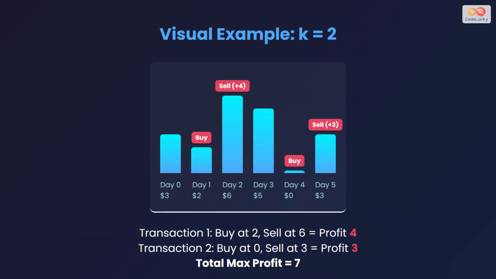Let's look at a visual example to understand this better. Suppose k is 2, and we have the prices shown on the chart. To maximize profit, we can buy on day 1 at $2 and sell on day 2 at $6, giving us a profit of 4. Then, we can buy again on day 4 at $0 and sell on day 5 at $3 for a profit of 3. Our total profit is 7. Notice we used exactly 2 transactions here.